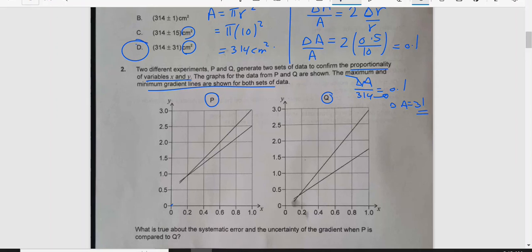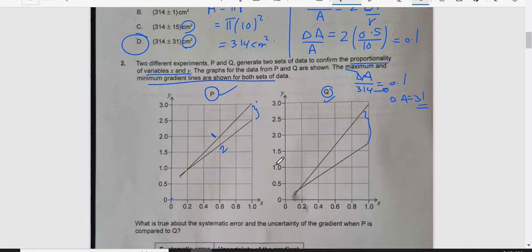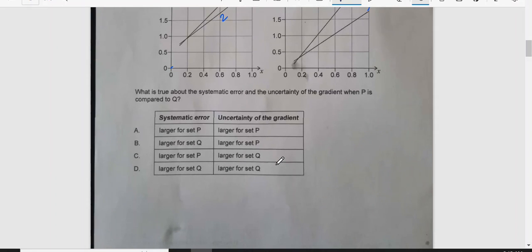Now, first, this one, the graph B, the first one is steeper. If I call this one line 1, line 1 is steeper than line 2. The range between the maximum and minimum gradient is not that big. While in the second experiment, the range in gradient is huge compared to B. So the uncertainty in gradient is larger for set A.